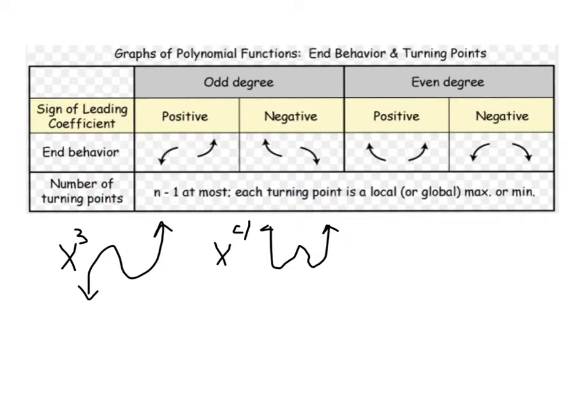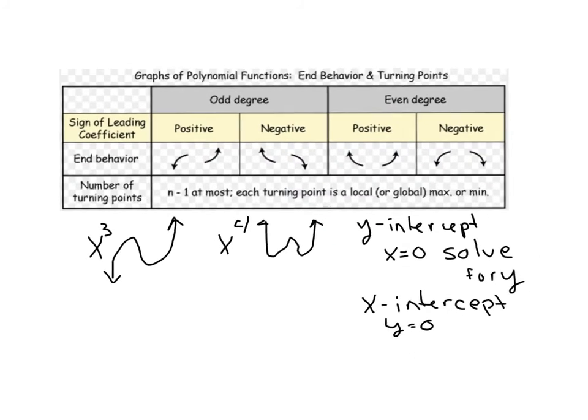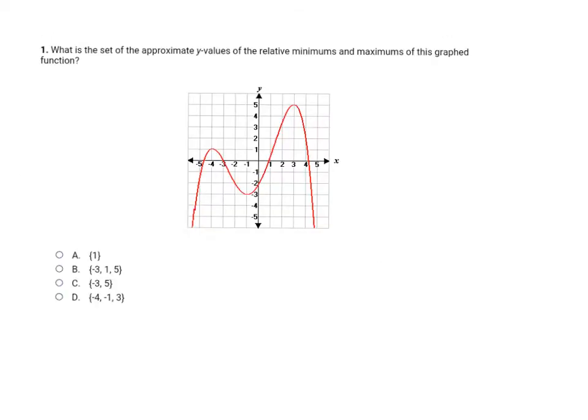The other thing you need to know is how to find a Y-intercept. If you're finding a Y-intercept, you're going to set x equal to 0 and solve for y. And if you're finding an X-intercept, it's going to be the opposite. You're going to set y equal to 0 and solve for x. And those are the key features that you need to know to solve the following problems.